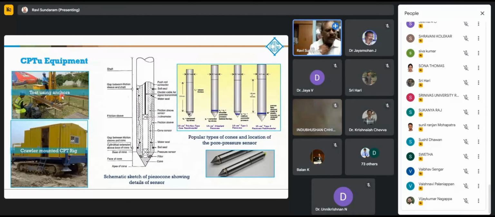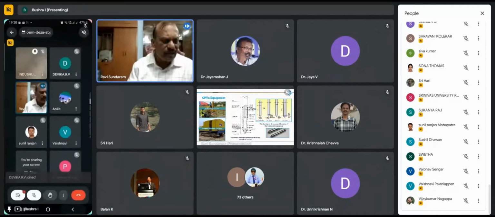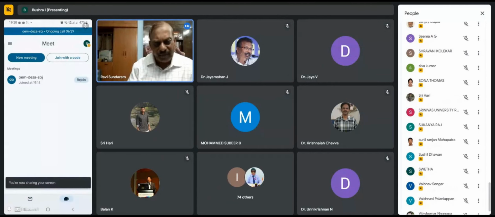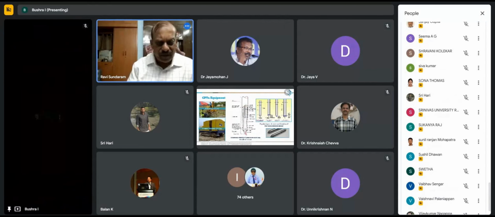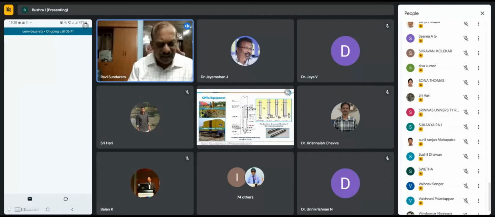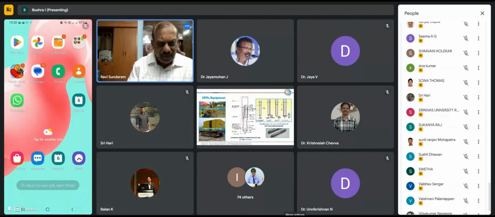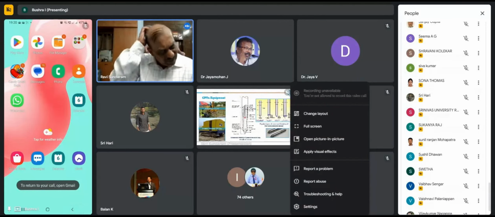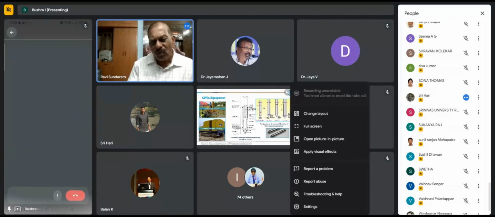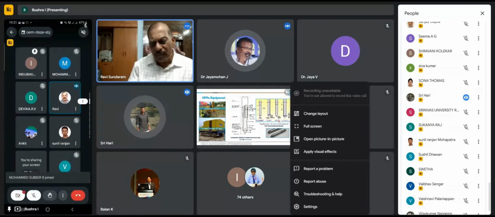The CPTU equipment: you can either use anchors to take the reaction, or you can have a crawler mounted rig. This is the schematic sketch of the piezo cone. It shows you the position of the various sensors. There is the pressure sensor, then there is an inclinometer, and then pore water pressure is measured. There are different types of cones that are quite popular.